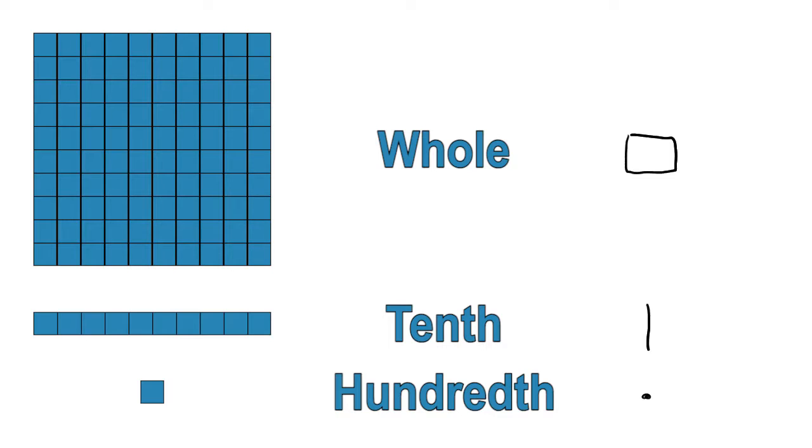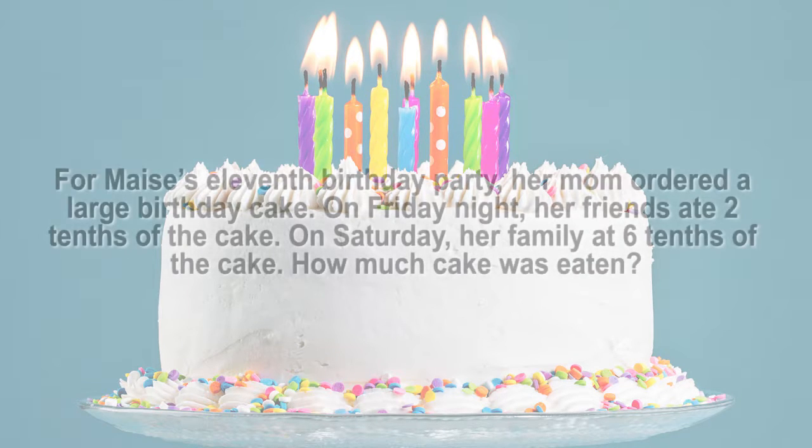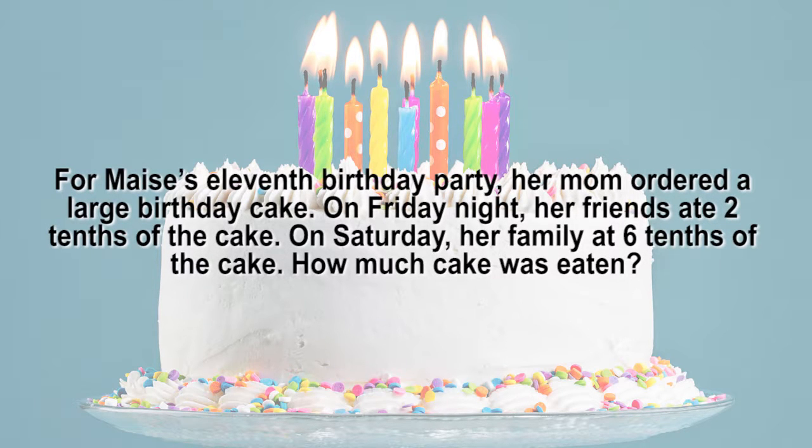It is also important to line up the digits according to their place value. One way to do this is to start by placing the decimal point and then placing digits in their correct place from there. Let's start with our first problem. For Maisie's 11th birthday party, her mom ordered a large birthday cake. On Friday night, her friends ate 2/10 of the cake. On Saturday, her family ate 6/10 of the cake. How much cake was eaten?